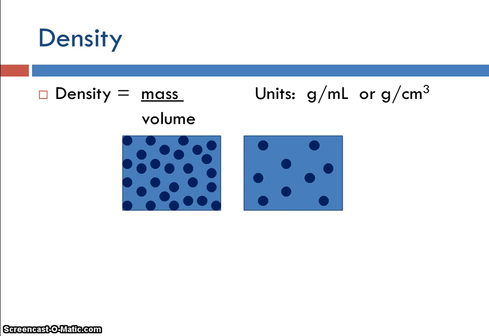And there's a visual here just to help those of you who are visual learners. If you look at the pictures, you can see that they're both the same volume, which means they take up the same space, but notice that the one on the left has more particles, which means it has a higher mass. And since it has a higher mass compared to the volume, it means the density is higher.